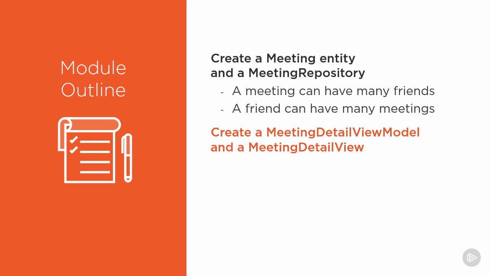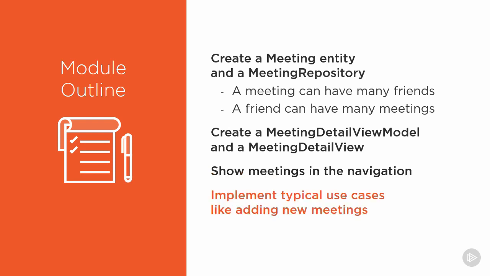Now we are able to display meetings, but somehow the user needs to choose them. So we will also show the meetings in the navigation below the friends. This allows the user to navigate either to a friend or to a meeting in the Friend Organizer application. In the final step, we will ensure that we have implemented the typical use cases like, for example, adding new meetings in the Friend Organizer application. Now let's start with the meeting entity and the meeting repository.